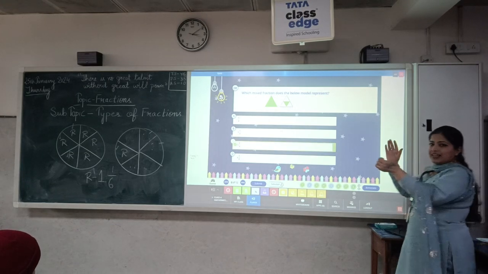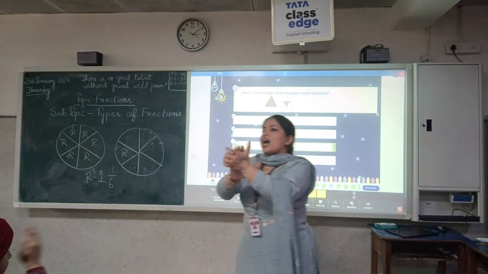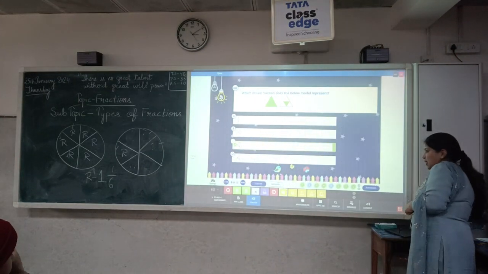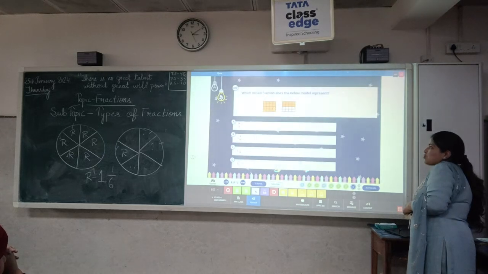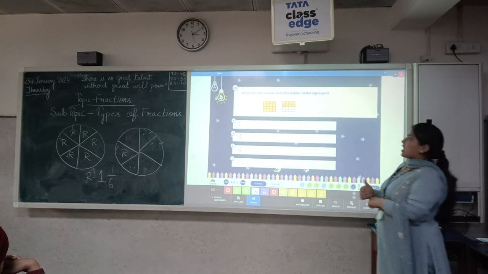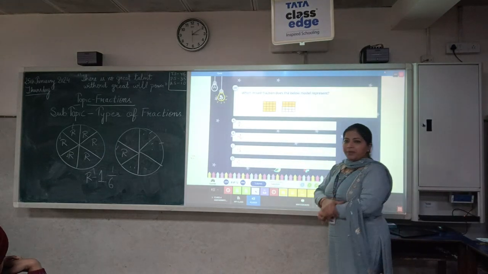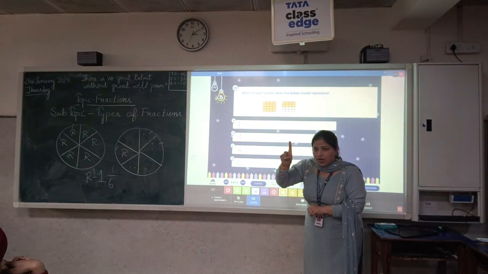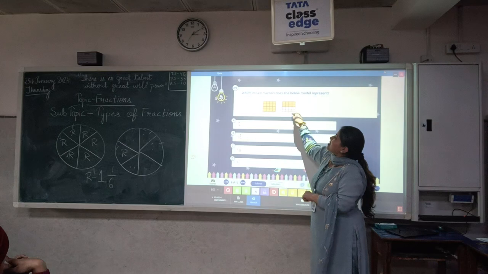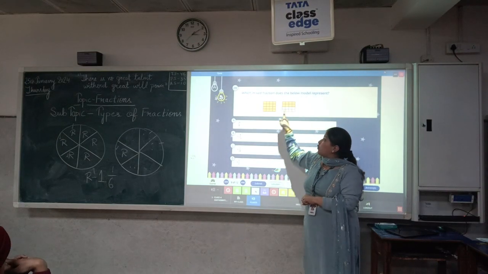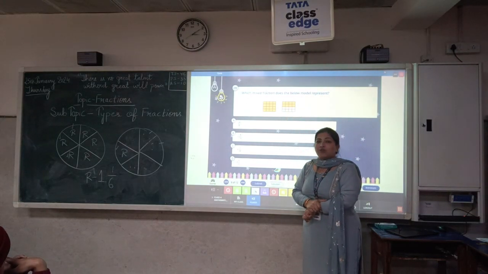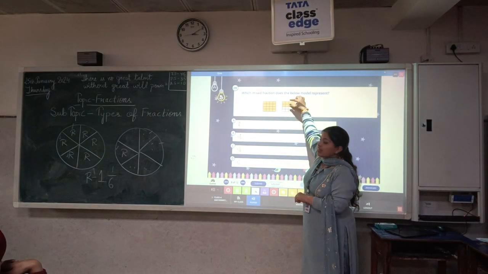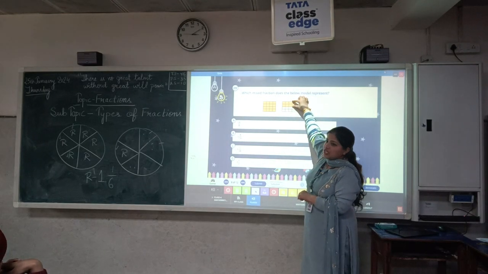Yes, right answer. Clap for Tushar Bansal. He has given this answer. Now look at the next question. Which mixed fraction does the below model represent? Now this is representing one whole. And what does this represent? So with the help of this you can find out. Can you see the half part is shaded? The half portion is shaded.